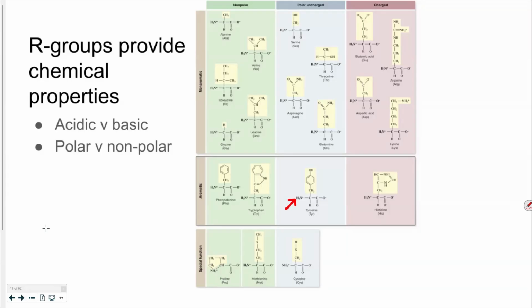Here's our amino group. Here's our carboxyl group. There's our little carbon hiding in there. There's our little hydrogen hiding in here. And then this is our R group.